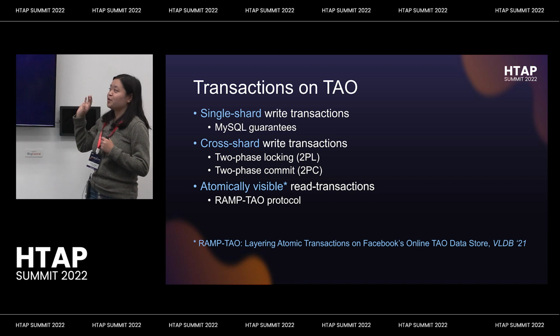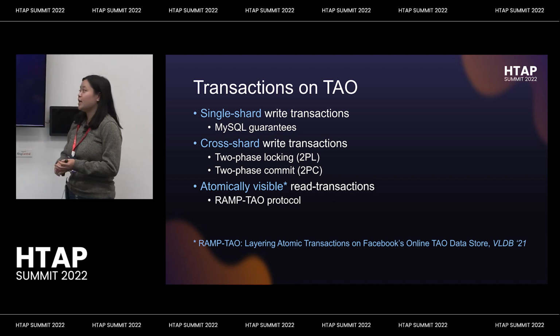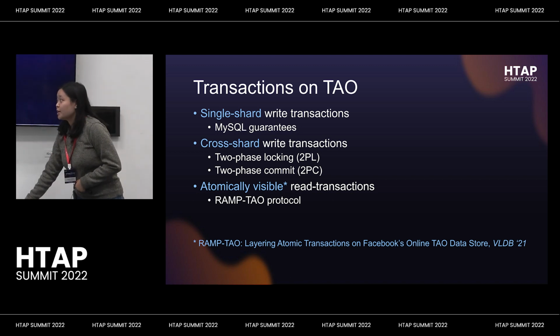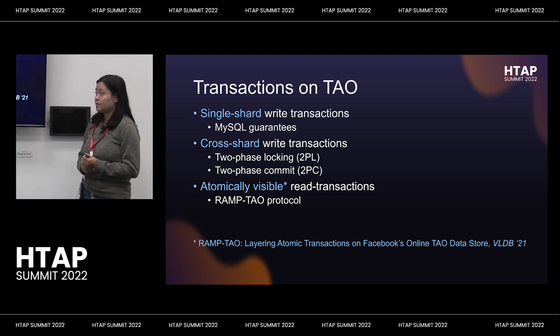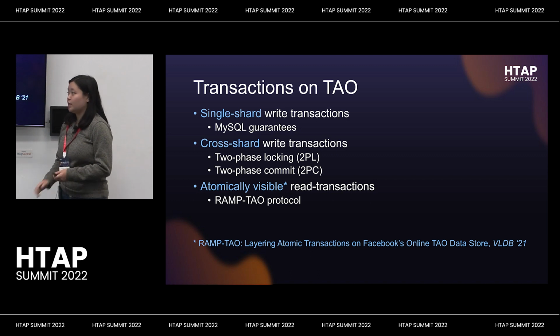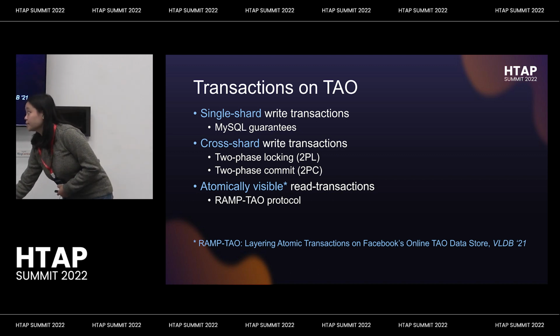Okay, so for write transactions, we have two-phase locking and two-phase commit, and then on the read side, we've also prototyped atomically visible read transactions. I have a paper on RAMP-TAO that was in VLDB last year describing some of this protocol if you're interested.